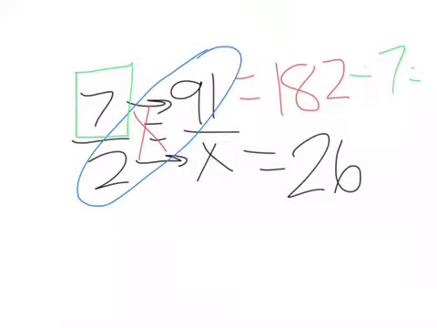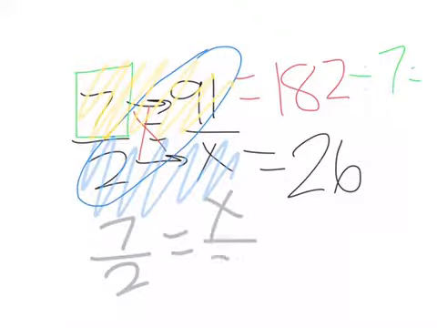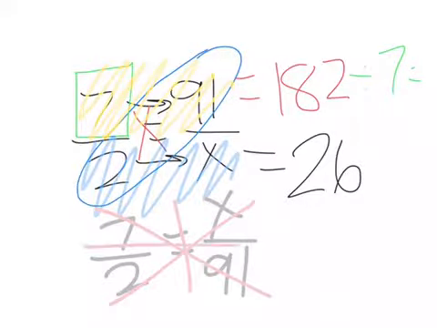It's very important that in a proportion, your like terms are on the same side of the fraction bar. So for example, I'm going to assume that my 7 and 91 are both my wholes, and my 2 and my x are both my parts. If I was to write it as 7 over 2 equals x over 91, that would not work at all. Cross it off because my wholes are not on the same side of my fraction bar and my parts are not on the same side of my fraction bar.